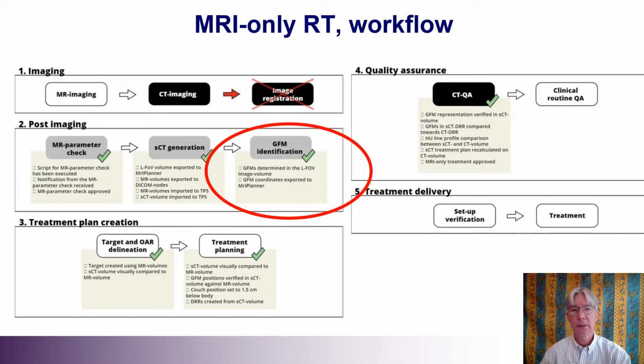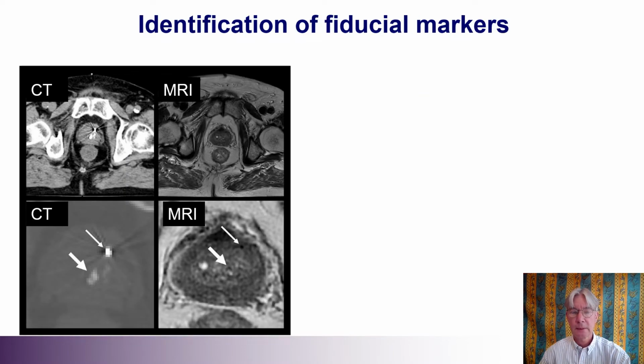Since we are now in the male pelvis treating prostate cancer, I need to talk a little bit about the identification of the gold fiducial markers. So in CT, markers are quite clearly seen because they are metal, and the radiation is attenuated quite clearly here, and you can see the marker here, and also a calcification which looks different than the marker.